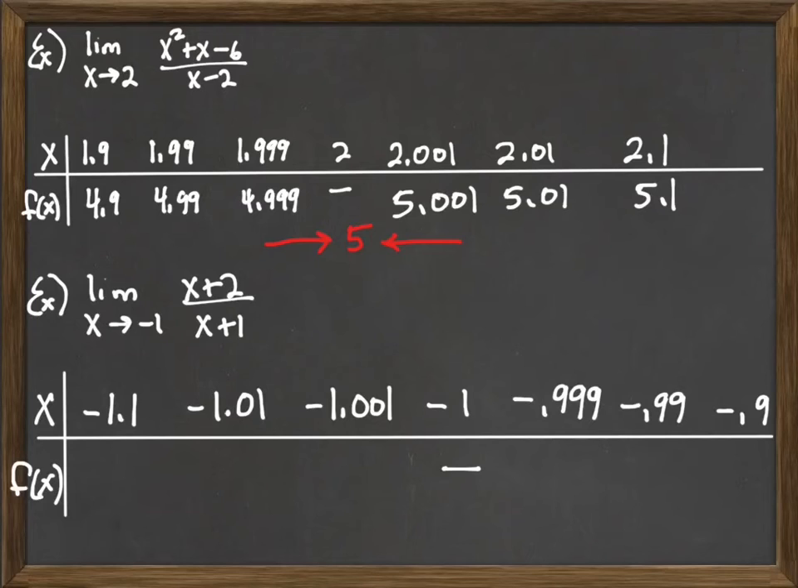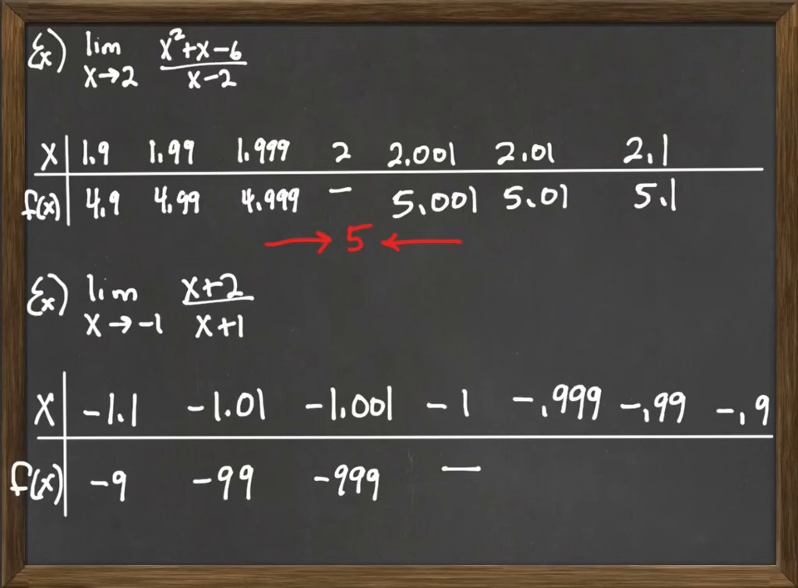And so, going through now and evaluating, -1.1 spits out an answer of -9. -1.01 spits out an answer of -99. And finally, -1.001 spits out an answer of -999. So that's not looking good as far as it's settling onto a value. It's just continuing to get bigger.